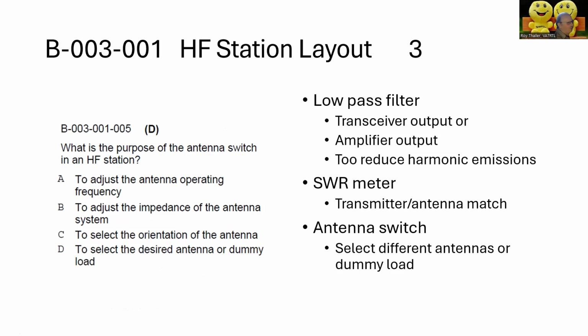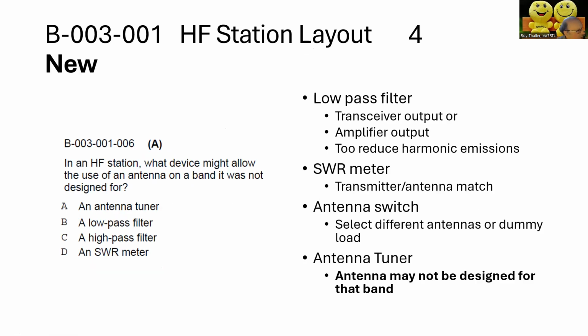What is the purpose of an antenna switch in an HF station? So the answer here is D, to select the desired antenna or dummy load. Here's a new question. In an HF station, which device might allow the use of an antenna on a band that it was not designed for? So here you would use an antenna tuner, and that would try to match the antenna to your transmitter.